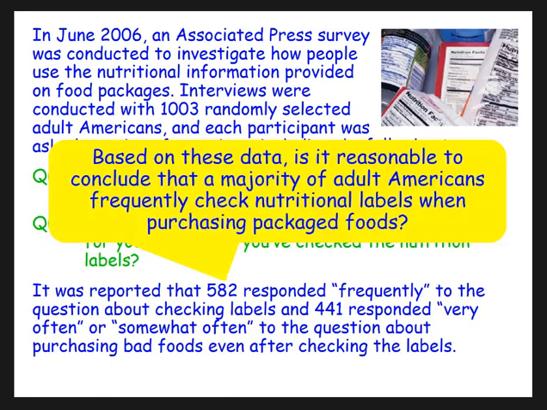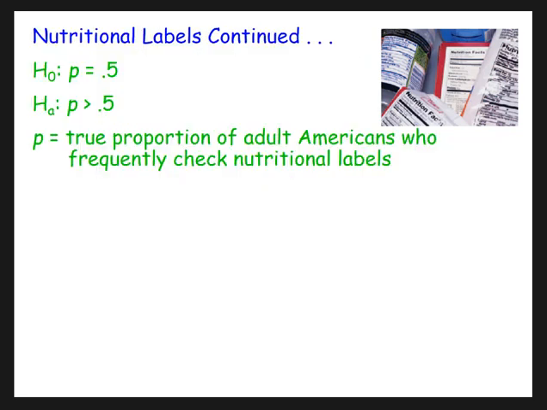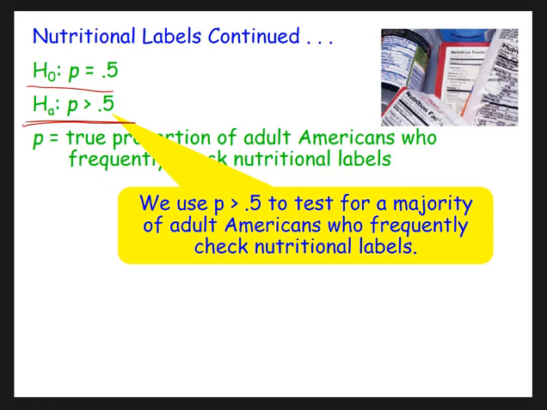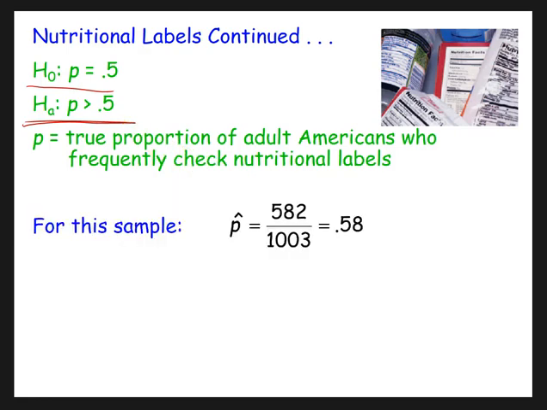So based on this data, is it reasonable to conclude that a majority of Americans frequently check nutrition labels when purchasing packaged food? The key word there is majority. Majority means more than 50%, more than 0.5. So there's our alternative. That proportion is more than 0.5, so the null is the proportion equals 0.5. P is the true proportion of adults who frequently check the nutrition labels when buying packaged food. So there's our hypotheses. For this sample, 582 out of 1,003 said yes, so that's a 0.58 sample proportion.